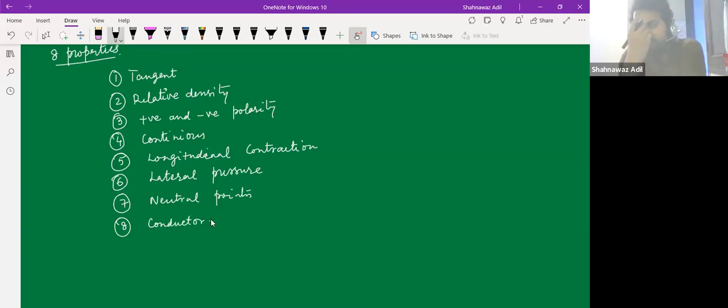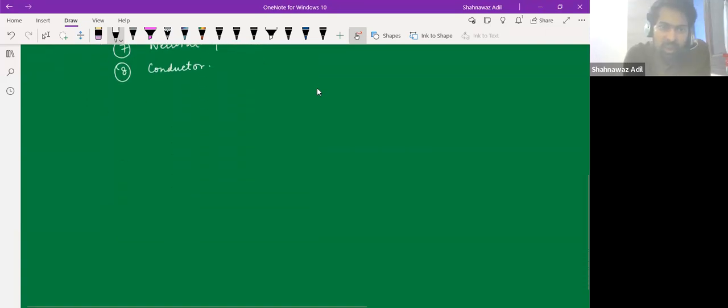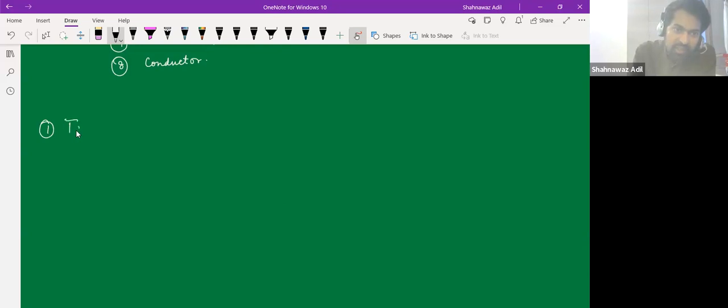Right. So these are the eight properties of the electric field lines, which we will discuss one by one. And this will help us to understand the nature of the electric field very easily. If we remember these things, then we can write all the eight properties. So let us understand them one by one. Right. So first property is tangent.